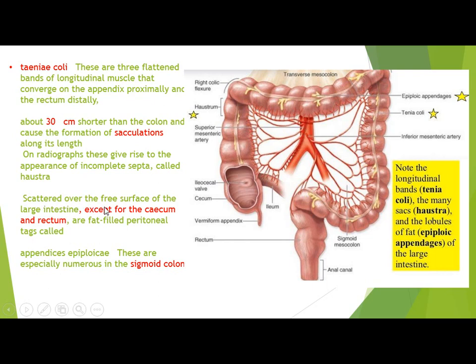The haustra are scattered over the free surface of the large intestine, except for the caecum and the rectum. And there are some fat-filled peritoneal tags called the appendices epiploicae. These are especially numerous in the sigmoid colon. This is the epiploic appendage. When it twists, it may cause infarction and ischemia and local abdominal pain. The diagnosis is difficult because most of the time the imaging findings are normal. But when there is fat stranding around the colon at the site of the pain, this refers to epiploic appendagitis.